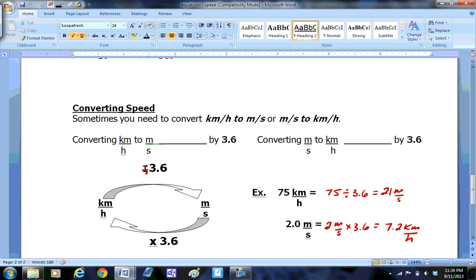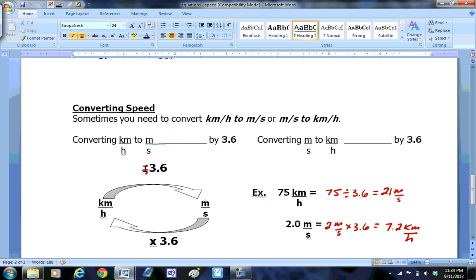Now, sometimes what we want to do is change our units. Most of the time in the real world we've got kilometers an hour, but in physics we've got meters per second. So I've got to be able to switch back and forth between them. So we use this magic number, 3.6. If I'm going from kilometers an hour to meters per second, I'm going to divide by 3.6. That's what this little symbol is. If I'm going the other way, I'm going to be multiplying by 3.6.